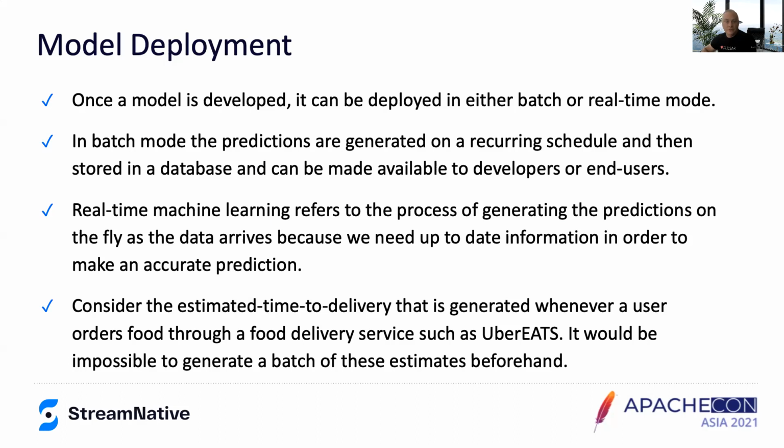In contrast, real-time machine learning model deployment refers to the process of generating those predictions on the fly as the data arrives, because we need the information to be up to date in order to make an accurate prediction. Consider the estimated delivery time use case that is used to generate a prediction of when a food order is going to come whenever you place an order on a service such as Uber Eats. It's impossible to generate a batch of those estimates beforehand. And so that's the use case where real-time machine learning model deployment is the only real solution.